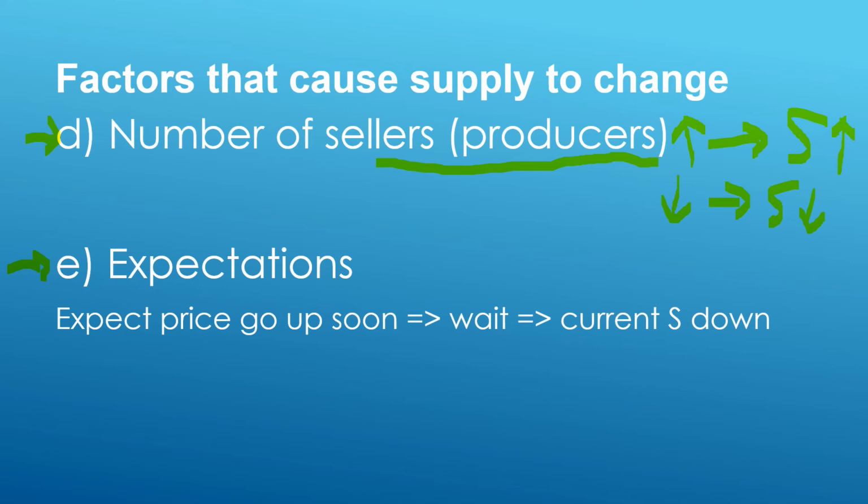For example, if you have a house for sale, if you expect that the price of housing is going to go up soon, then you don't want to sell it right now. You want to wait, and then you sell it later when the price goes up. So this means the current supply goes down. On the other hand, if you expect that the price of your house is going to go down soon, then you don't want to wait. You want to sell it as soon as possible. So that will make the current supply go up.